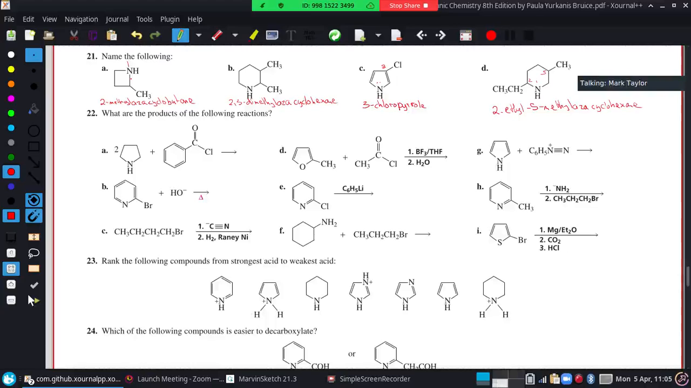Alright, now another way we can name these are based on the name that's applied to the ring based on a number of carbons. So a 4-membered ring with a nitrogen on it is actually an azetidine. So this thing could also be called 2-methyl azetidine. That's spelled A-Z-E-T-I-D-I-N-E.